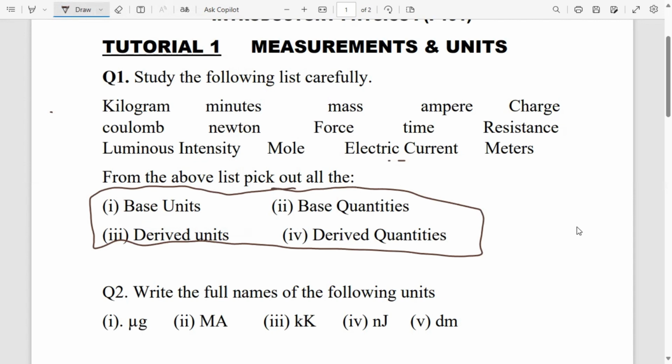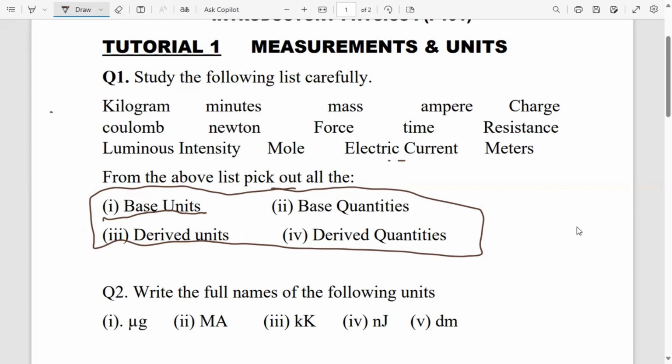So from the topic of units and measurements, I'm sure we discussed in detail what base units are, what derived units are, what base quantities are, and what derived quantities are. So as for base units, the first one here, we know to say these are fundamental units, the SI units from which all the other units are derived. So which ones of these that are above here are base units?